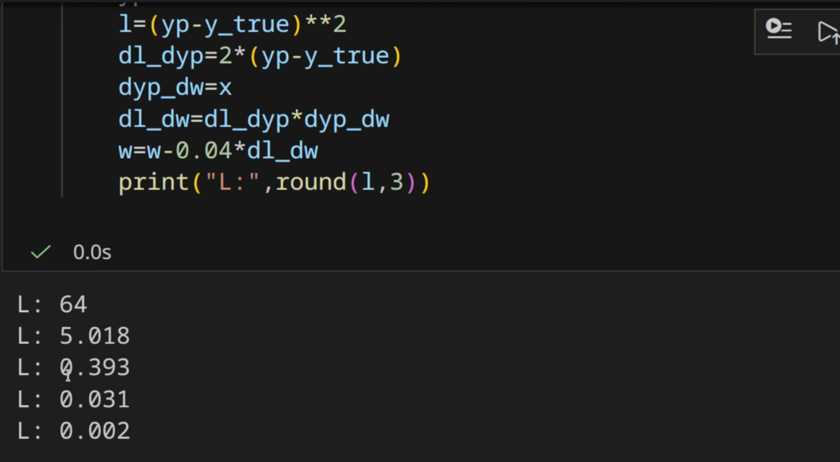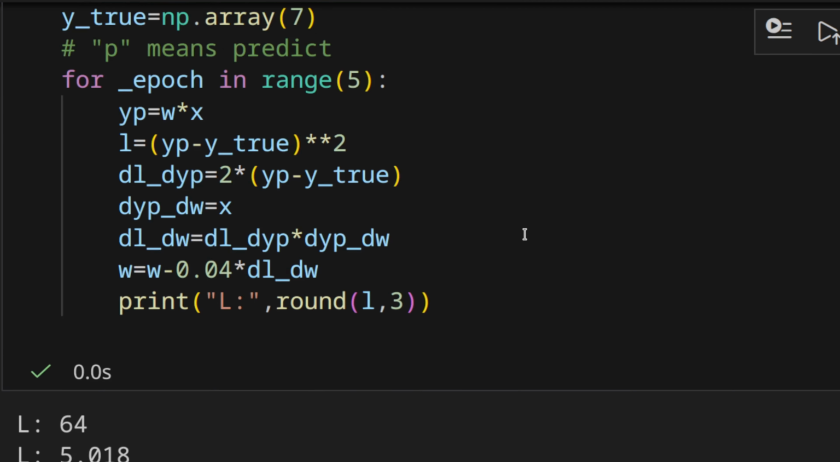Then it got even less incorrect to about 0.4, then 0.31, and then 0.002. And it learned.